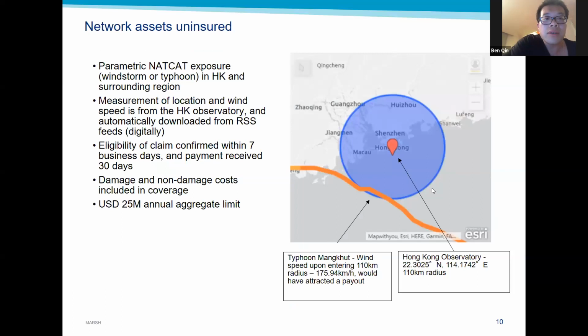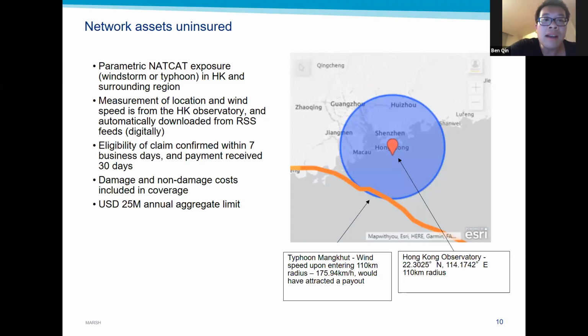Next example. So this is where we looked at something where the client owns network assets, typically poles and wires and cell towers and all those things, centered in Hong Kong, and we were able to look at a data set specific to typhoons tracking in Hong Kong. But if you think about your means of traditional cover, there really isn't much out there in terms of network assets, right? So before we looked at this parametric policy, the client was pretty much uninsured and subject to the volatilities of windstorms and typhoons in the region.